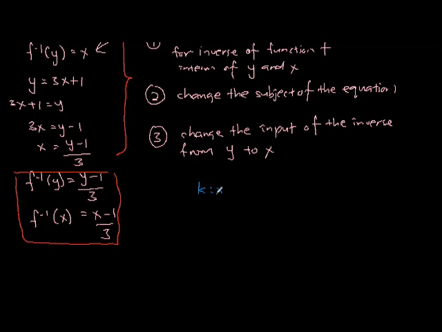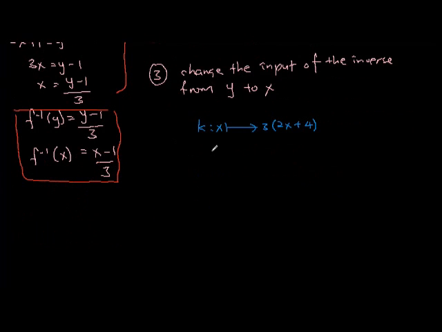Now let us inspect the following function. Function k such that x is mapped onto 3 times the sum of 2x and 4. This can also be written as function k maps x onto 3 times 2x plus 4.